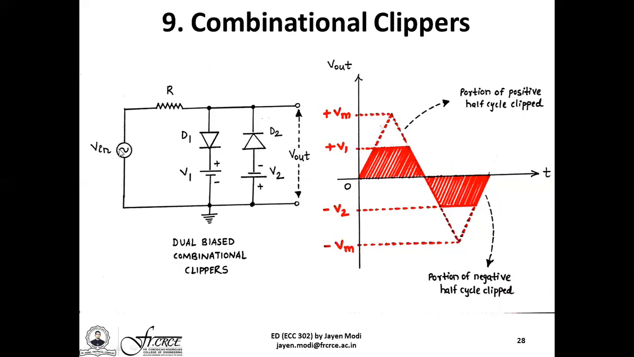For the positive half cycle, if the AC input signal is sufficiently high to overcome the DC battery voltage V1, diode D1 turns on, and the output is clipped to a positive value of V1. During the same positive half cycle, keep in mind diode D2 is off, because plus is given to the D1 anode, but plus is given to the D2 cathode. So where D1 turns on, D2 will be off.